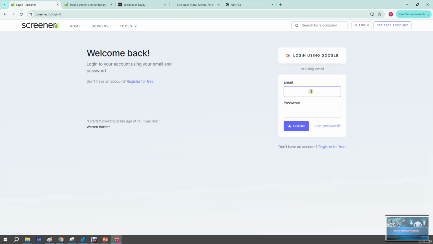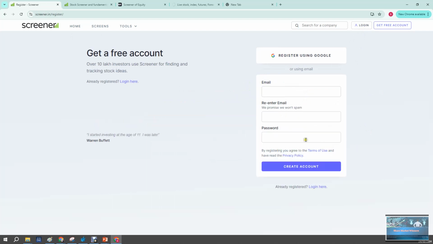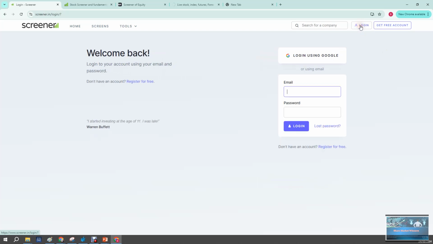You can register for free. If you click on register for free, you just need to give your email ID and password, or you can use an existing registered Google account to log in. I'm just clicking on login using Google, so that will take time to come in.